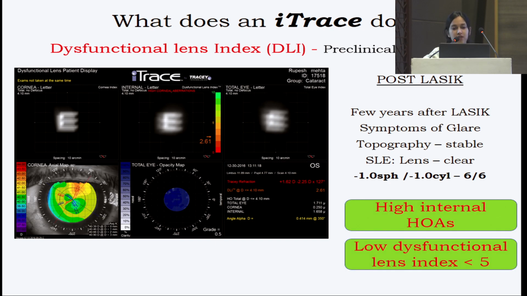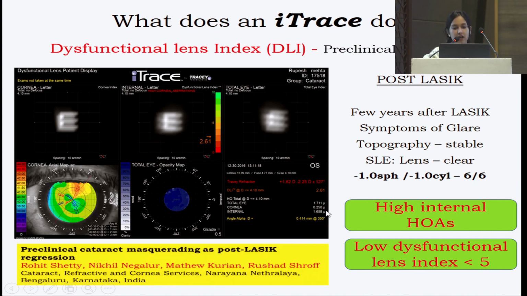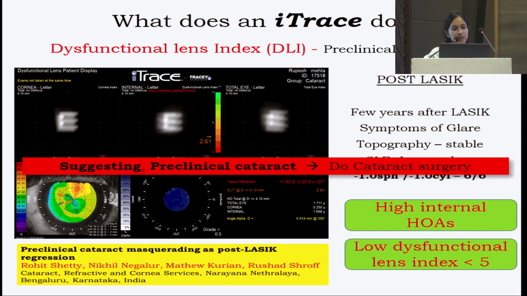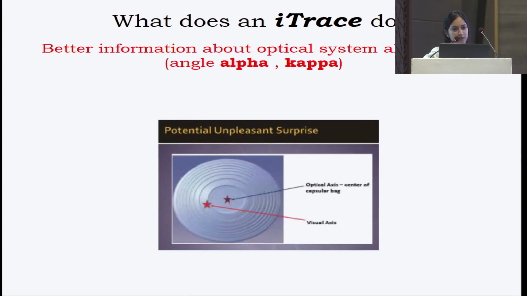On doing an Eye Trace, we observed that he had high internal aberrations and a low dysfunctional lens index, which was coming down to 2.6. 10 is a very good lens functional index, and coming down reduces the lens quality. So here the lens quality reduced from 10 to 2.6, and internal aberrations were very high, whereas the corneal aberrations were completely normal. This suggests it is a preclinical cataract and not a lens regression, not a corneal regression after LASIK surgery, and you need to plan cataract surgery early for this patient.